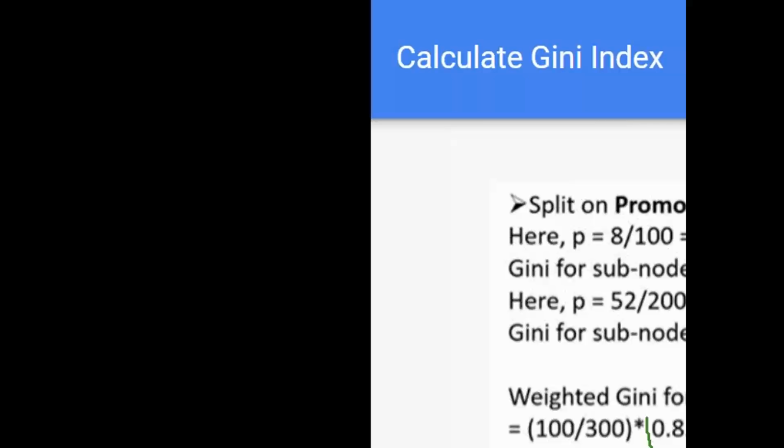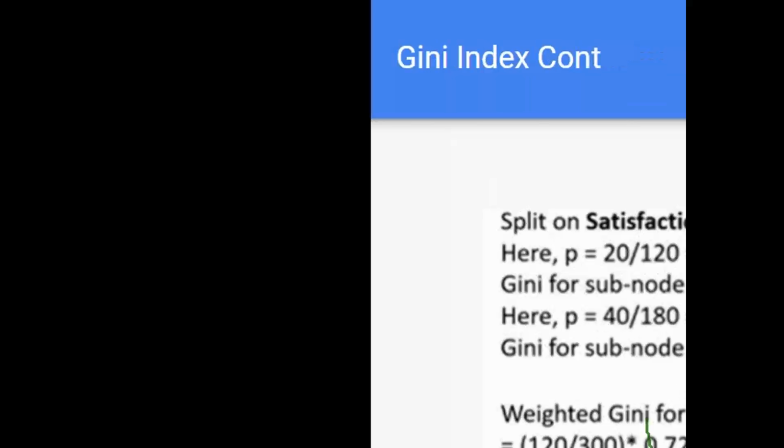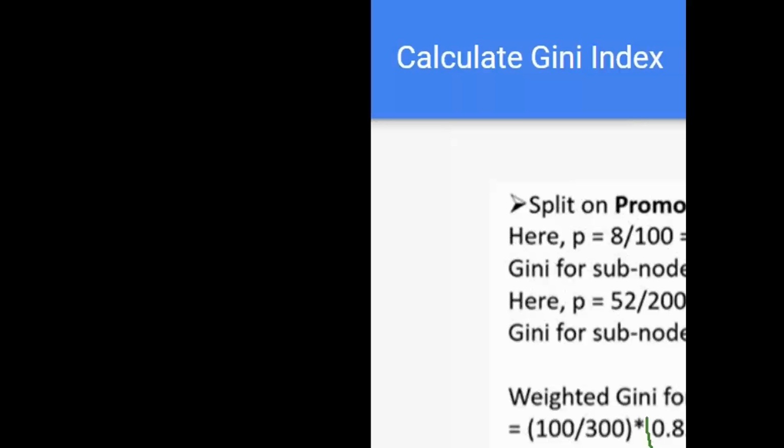The variable that got the highest Gini index is something that will come at the top. So we see that the Gini index for this variable comes as 0.69, this comes as 0.68, and for the third variable we get it as 0.68. So the variable that has the highest Gini index will come at the top.